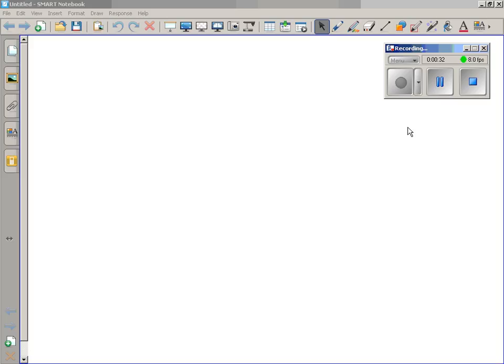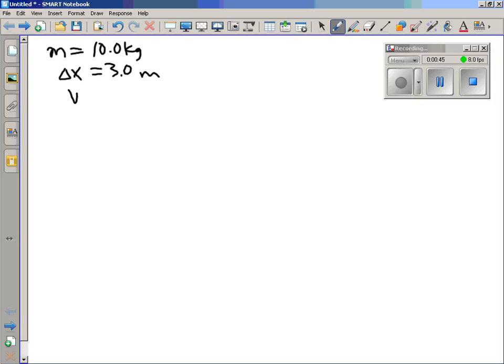And so first thing, just to write down the givens. We have the mass at 10 kilograms and displacement of 3 meters. Initial velocity, I'm assuming, is at rest, at 0. And so we have the floor along here. The tension is 30 newtons at an angle of 30 degrees above the horizontal. We're also told that the coefficient of kinetic friction equals 0.20.